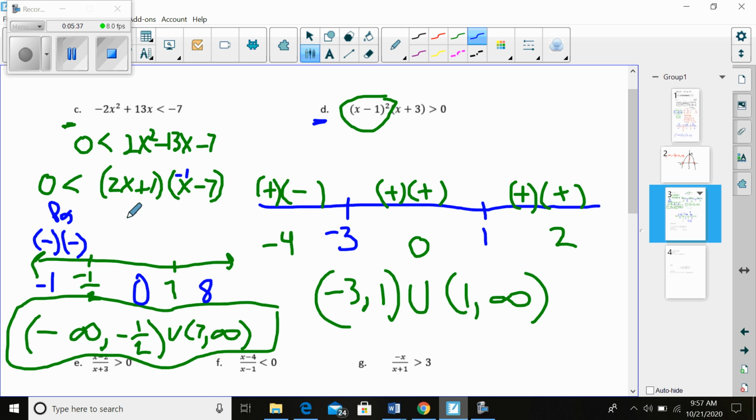And then when I plug in 0, that's super easy, right? That's 0, that's 0. So I'd have a positive times a negative. And then over here, positive times positive. And that's why my final answer is the interval listed below.